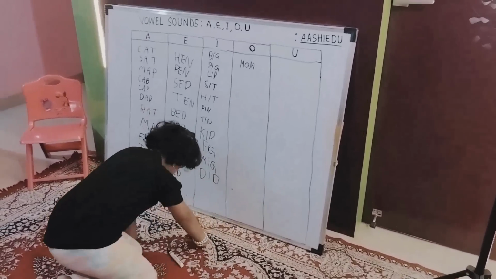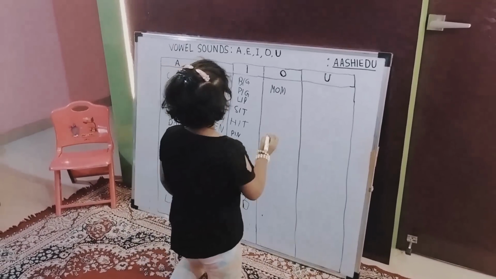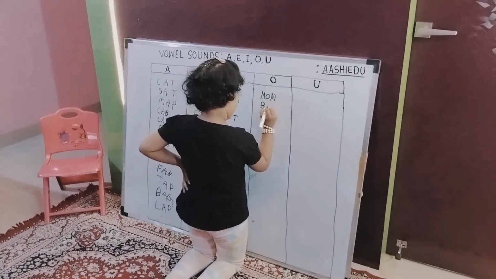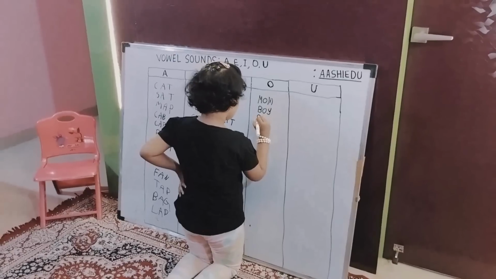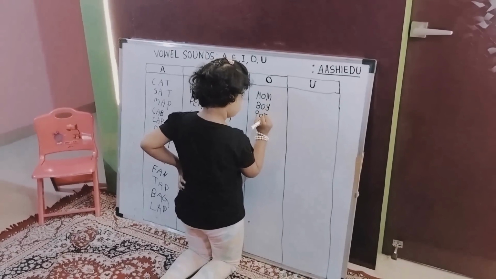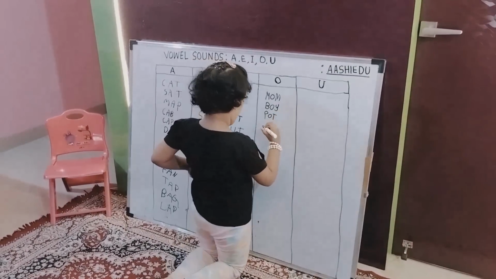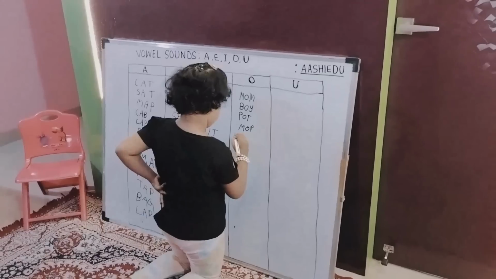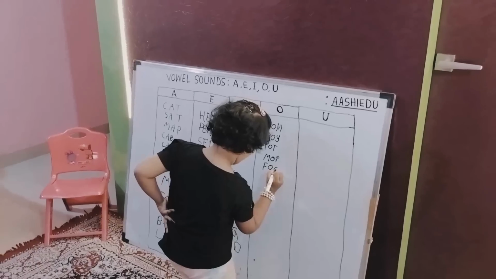Okay. O sound next. O sound. Pot. P-O-T, pot. Mop. M-O-P, mop. Frog. F-O-G, frog.